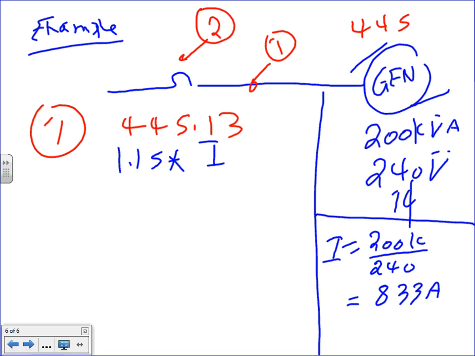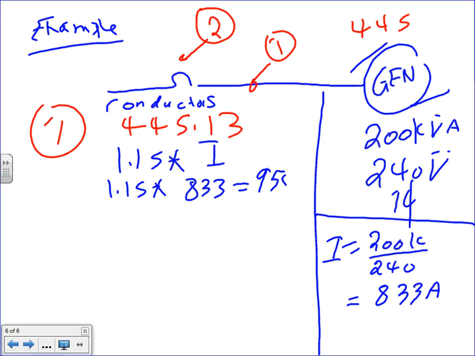Article 445.13, the conductors. So the feeders or conductors. You're going to take 1.15 times 833 amps. What do you guys get? You multiply it by 1.15. How much? 958 amps. Any questions, guys, about this? 958 amps.